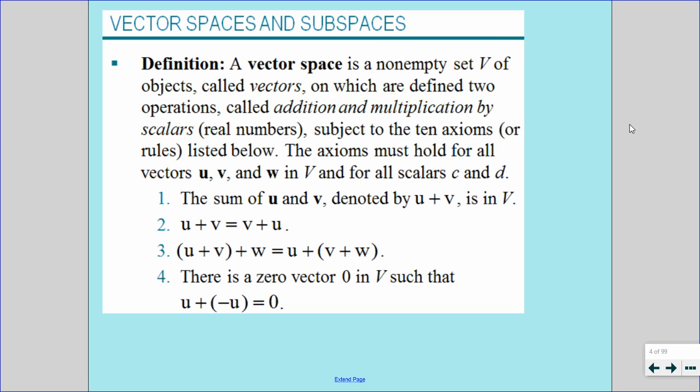A vector space is a non-empty set V. Vector spaces are generally given the capital letter V to denote a space of vectors. Within the vector space, two operations are defined, addition and multiplication by scalar quantities. And if you have a vector space, the following 10 things will be true.